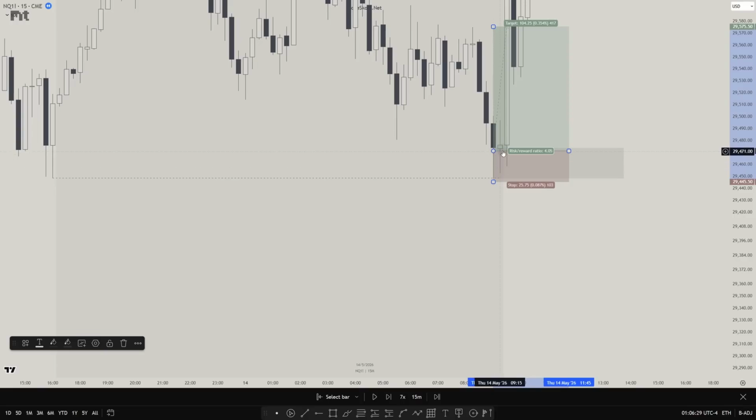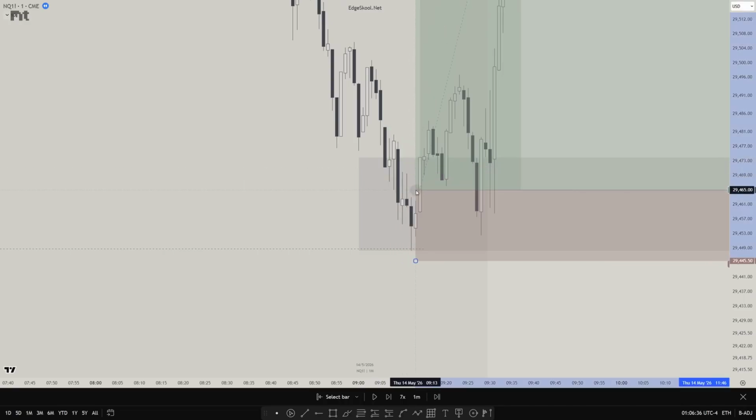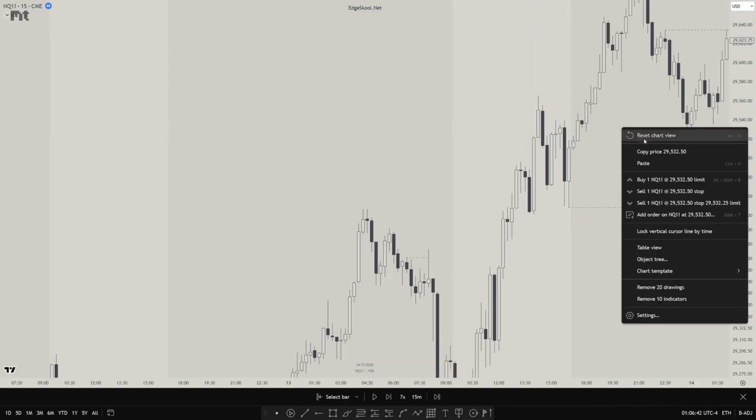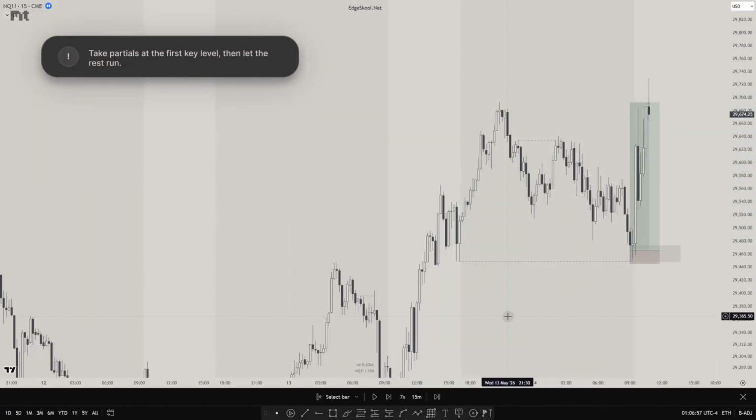Notice what happened. It fills that level and even that imbalance that I've talked about. I think price went there. So yeah, if you went to the imbalance, 50% of it, you would get filled here, stop loss below. You could be also doing this back to the 15-minute time frame. You would be taking some partials here and then letting the rest run. That is an insane trade.